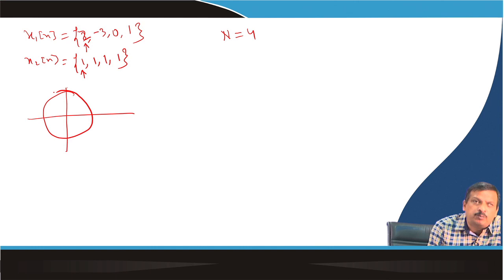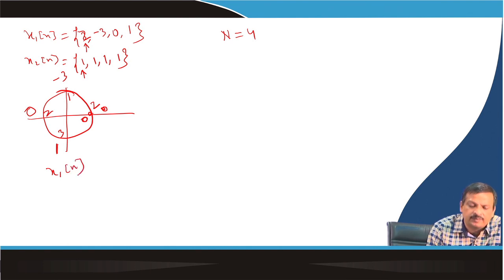Now I get 4 indices. This is index 0, so inside you write down the index. Index 0 is this one. If I go anti-clockwise, it is a positive index: 0, 1, 2, 3. I know the 0th sample value is 2, the 1st sample value is minus 3, the second sample value is 0, and the third is 1. So, this is nothing but x1[n].